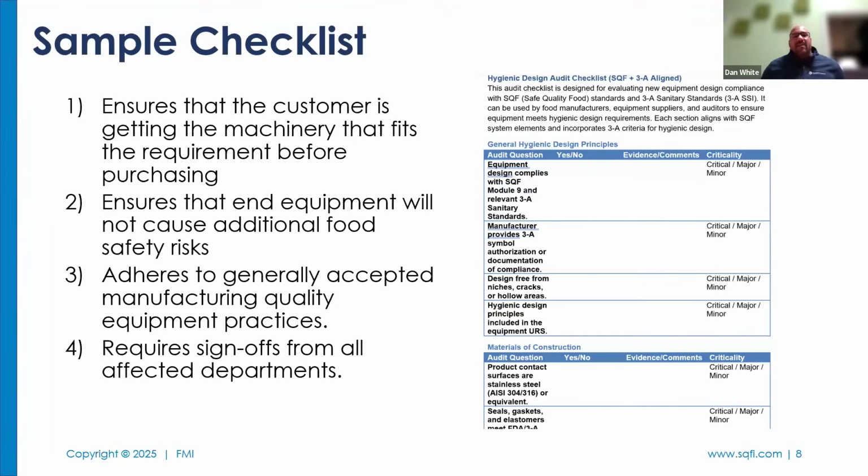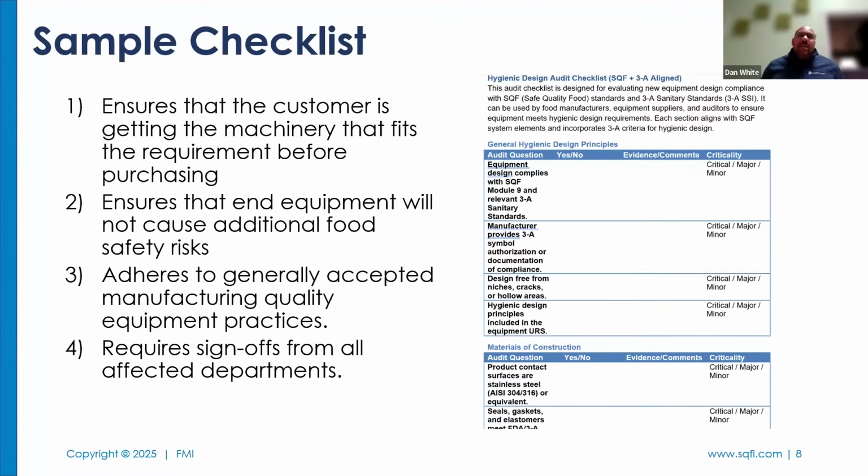You need to have sign-offs from all affected departments. From operations, they need to sign off that it's going to fit their requirements. Maintenance needs to sign off that, hey, this is something that we can actually work on. You need to have QA involved to inspect and make sure that that piece of equipment is going to fit your needs. And then sanitation, a big one. Before that piece of equipment shows up, you should have an idea of how long it's going to take to clean it and what the requirements are.